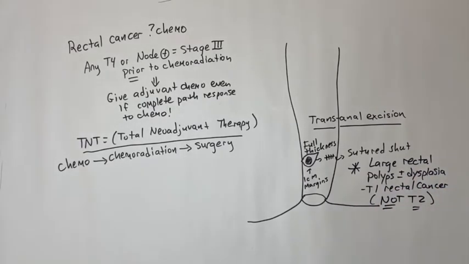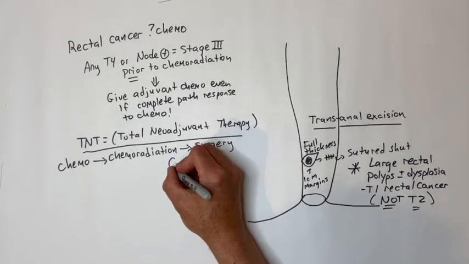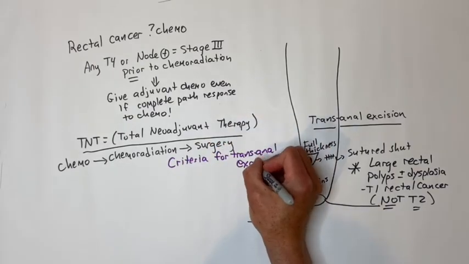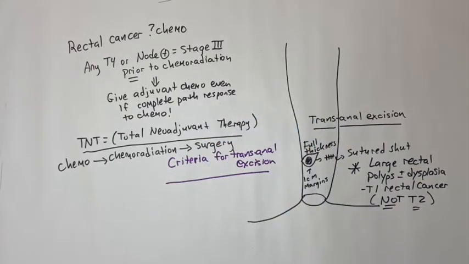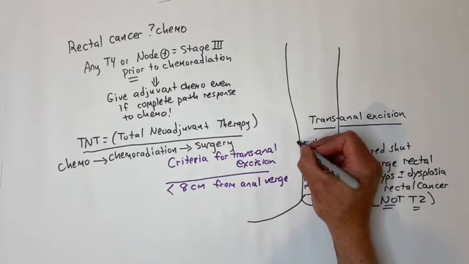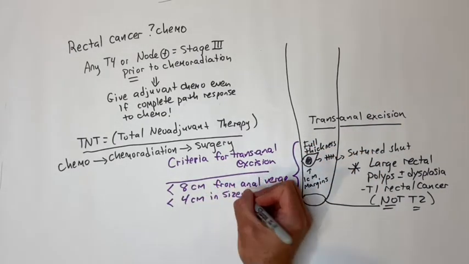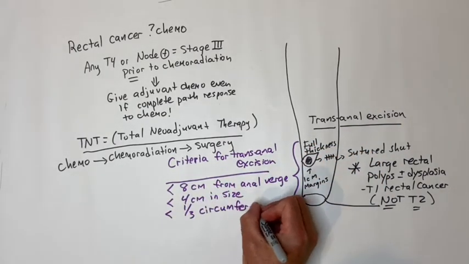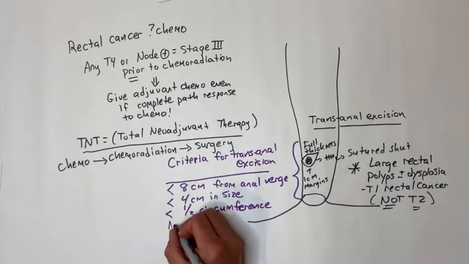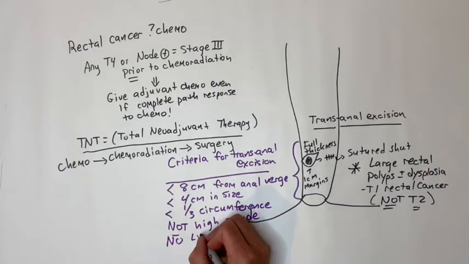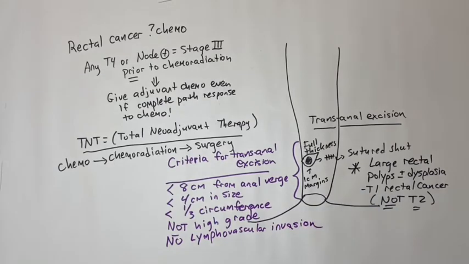I would not use it for T2 tumors on a test. It has to be reachable from the anal opening, so probably 8 centimeters or lower from the anal verge. It should be less than 4 centimeters in size, and the tumor should be less than 1/3 of the circumference of the rectal wall, and there should be no high-grade features or lymphovascular invasion.